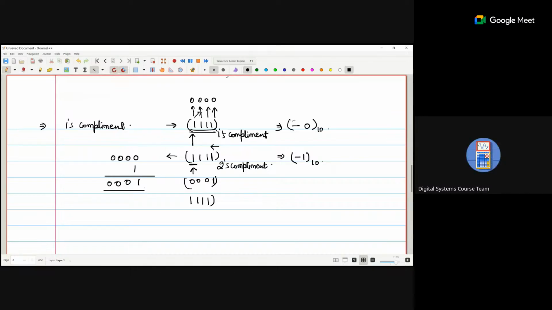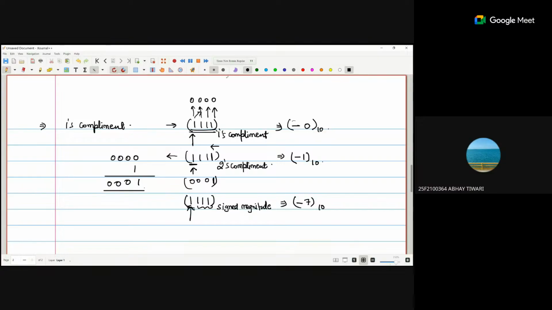1 1 1 1, if it is represented as a sign magnitude, first of all check the MSB. The MSB is 1, that means minus. Leave this one, and for the remaining, take the decimal equivalent. So 111, the decimal equivalent is 7, so minus 7. This is the sign magnitude. Any doubt? No, sir.